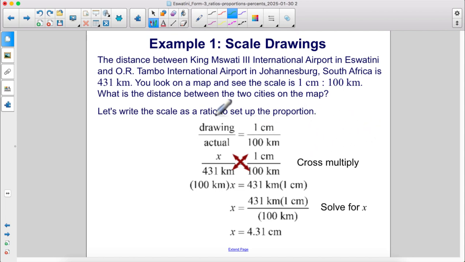Alright, so drawing over actual is going to give us 1 centimeter per every 100 kilometers. So this is what we're trying to figure out. What is the distance on the map in the drawing? So that's our x, that's what we're trying to find. The actual distance is 431 kilometers, and here's our ratio: 1 centimeter is to 100 kilometers. So we're going to cross multiply, divide by 100 to solve for x, and we get 4.31 centimeters.